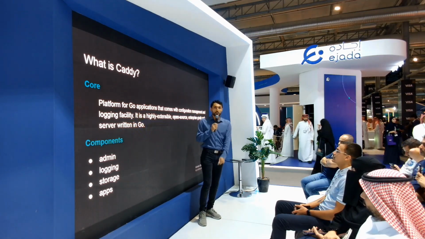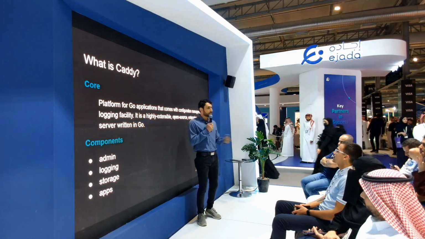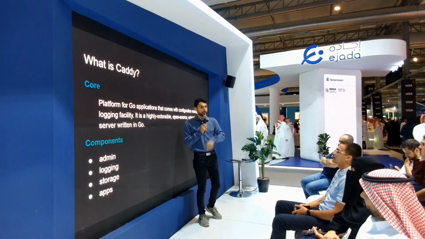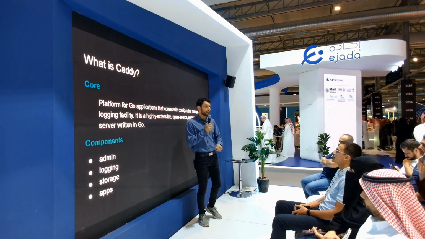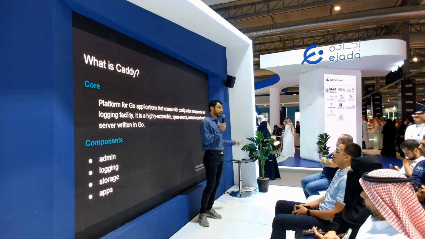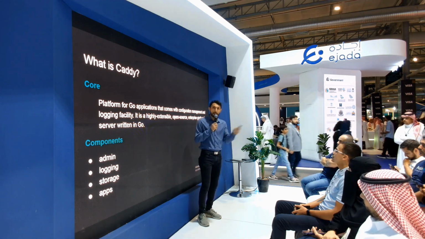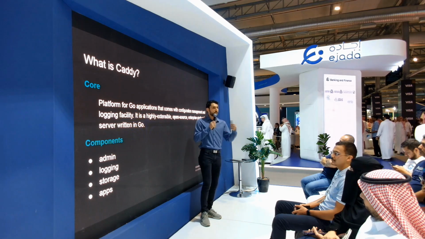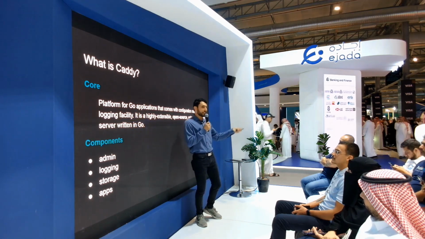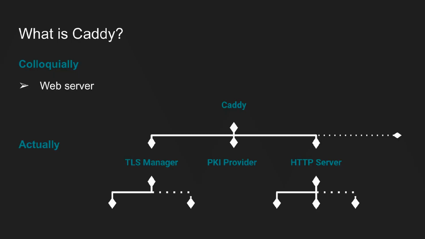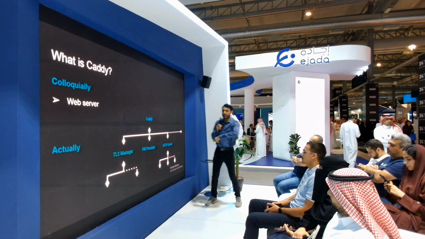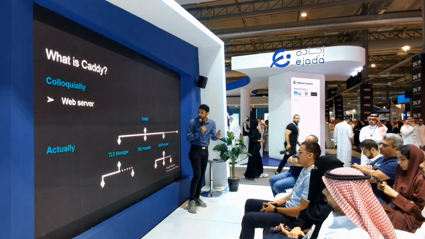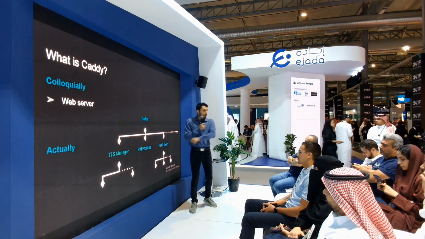One of the standard apps that comes with it is the HTTP server app. There are also two other apps that come built in. That is the PKI app, the Public Key Infrastructure app, and there is the TLS management app, which creates the certificates, distributes them, and manages the TLS connection for you. So this is basically what Caddy is. It comes with the TLS manager, PKI provider, and HTTP server, and everything else is pluggable.